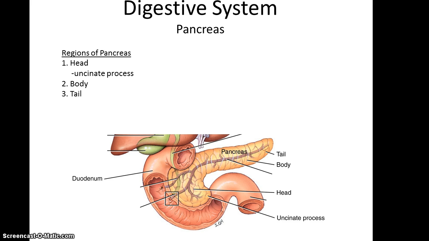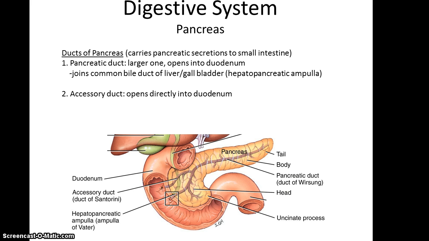On the pancreas. Alright, we're going to start with the pancreas. Like I said, pancreas 2. It has a head, a body, and a tail. The head is nestled in the duodenum of the small intestines. The pancreas has two main ducts.